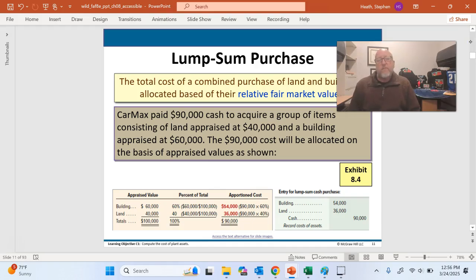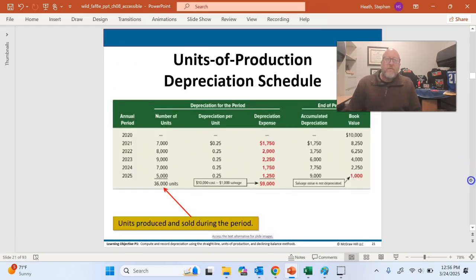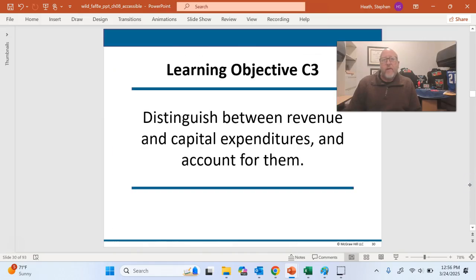Okay? There is, in this chapter, another concept that is referred to as revenue expenditure as opposed to capitalized cost. And it's way down towards the end of the chapter. But to me, it makes sense to talk about it in the context of the cost of assets, right? So the concept is to distinguish between revenue and capital expenditures and then account for them.